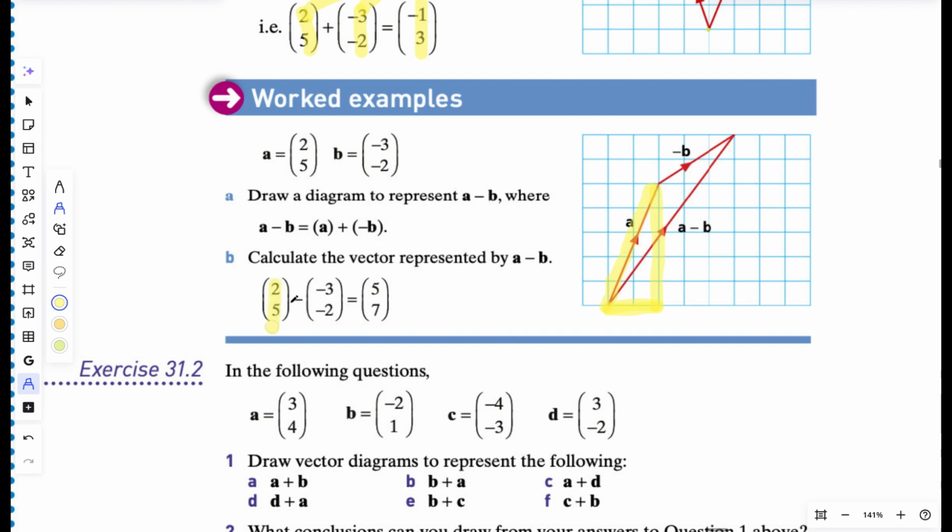Now, the next thing we do is normal. We subtract the vector. So what do you have if you say 2 minus minus 3? You know, 2 minus minus will be plus. So 2 minus minus 3, you get positive 5. And this one, 5 minus minus 2, it becomes plus, right? 5 plus 2, which gives you 7. So now you have 7.